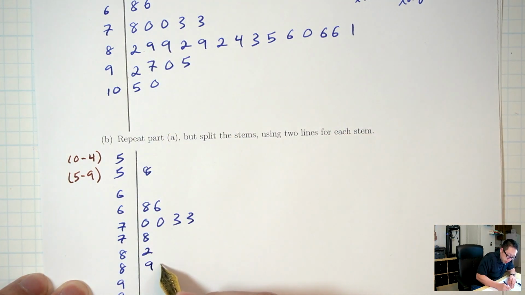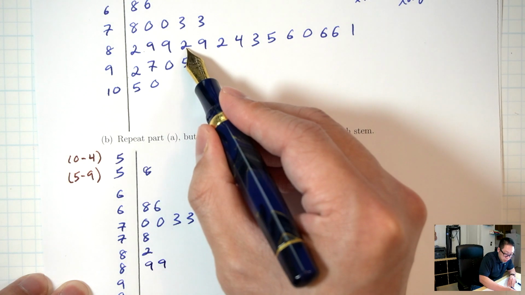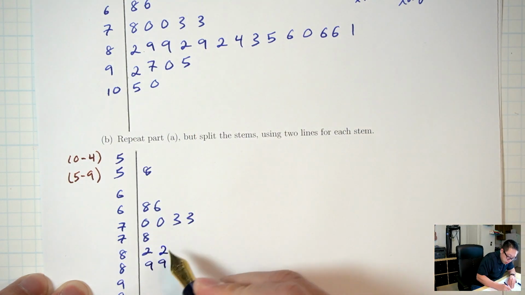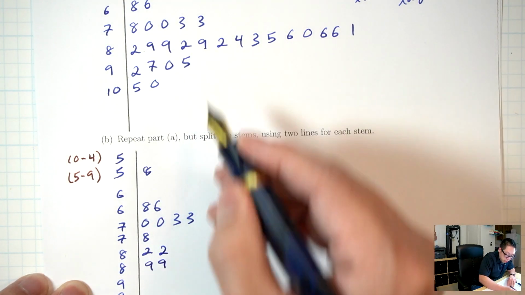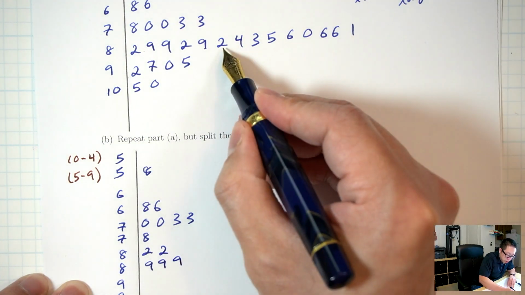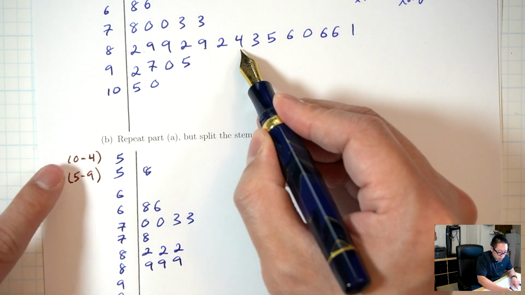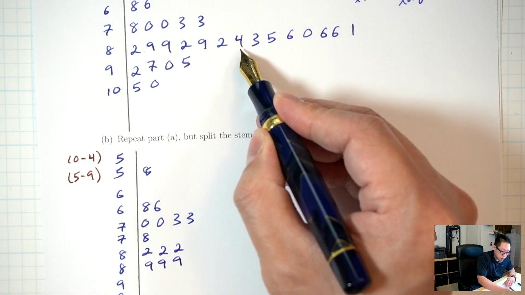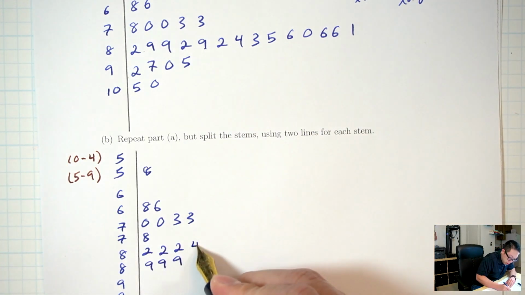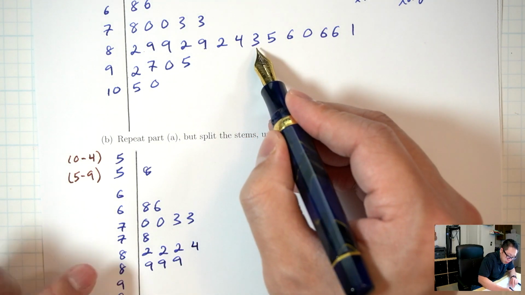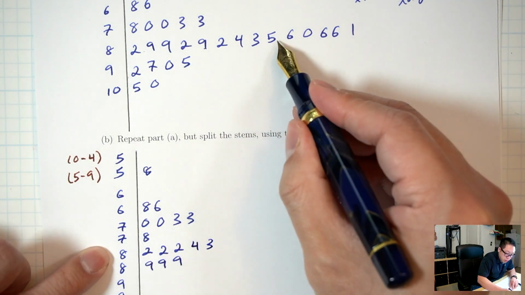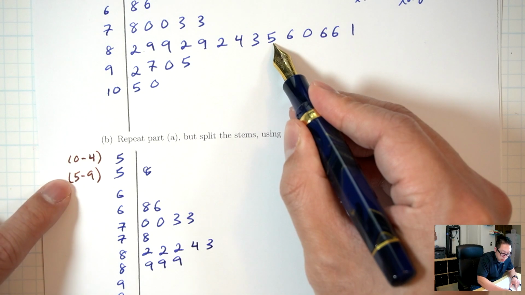Another 9 goes with the second 8. 2, that goes with the first 8. 9, second 8. 2, first 8. 4. 4 is between 0 and 4, so 4 should go with the first 8. 3 goes with the first 8. 5 is going to go with the second 8.